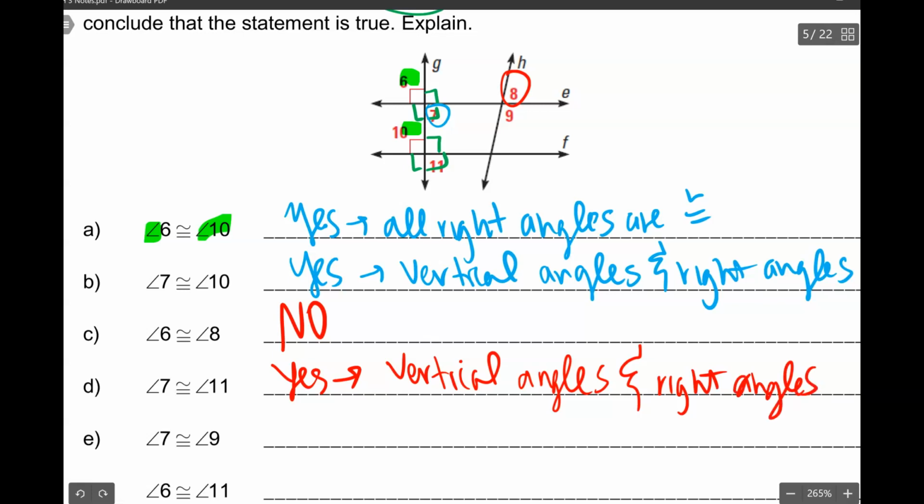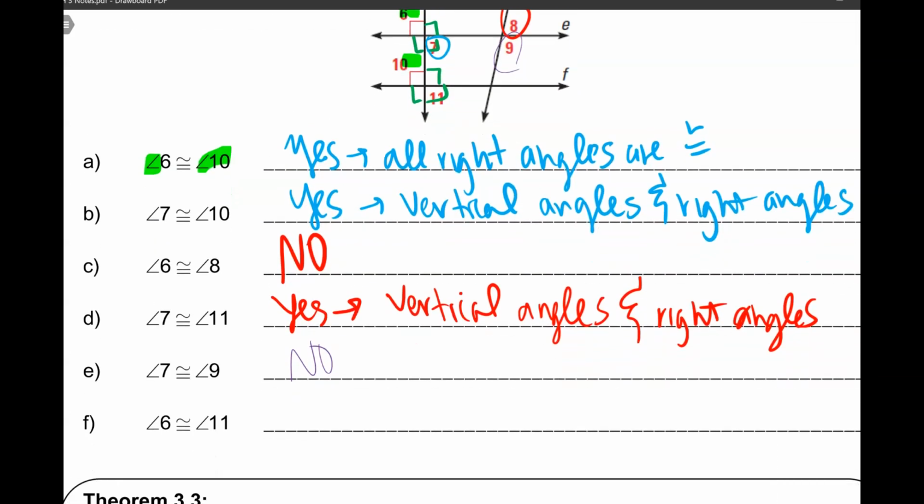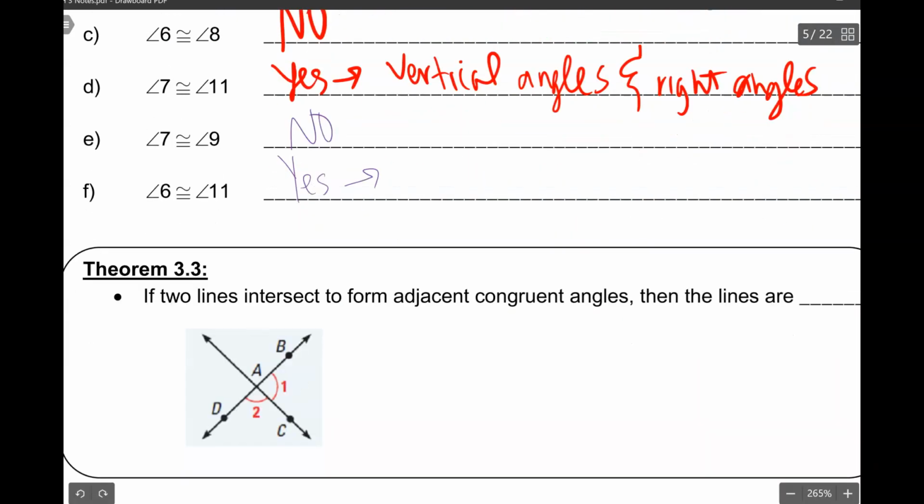Alright, 7 and 9. 9 is over here. Once again, not enough information. And then 6 and 11, and the answer is yes. For all the same reasons we've listed before, all right angles are congruent. We could talk about vertical angles and right angles being congruent.